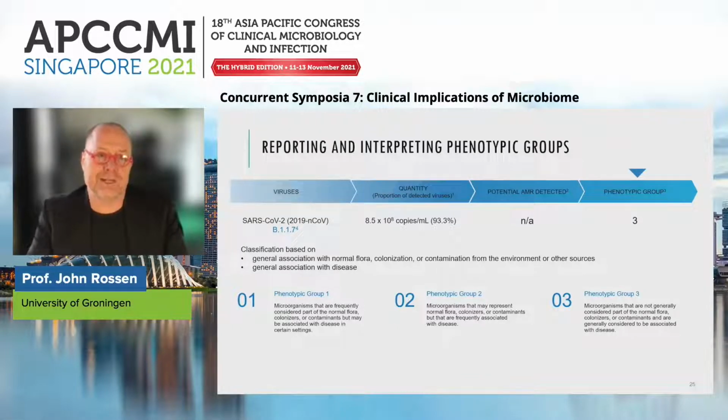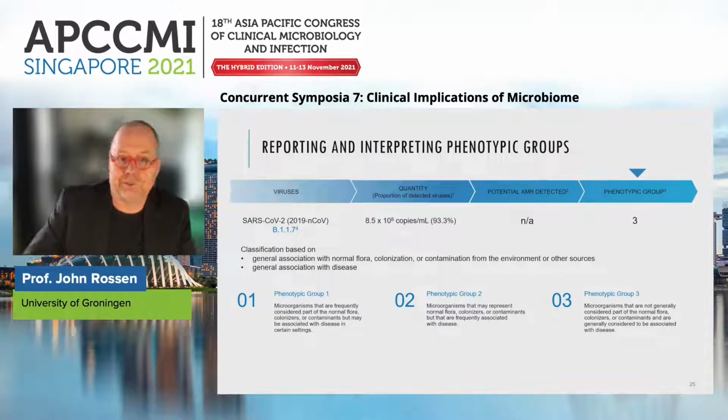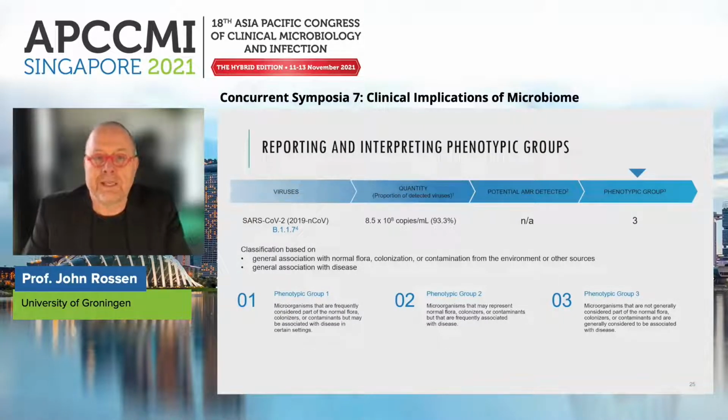You can classify the detected pathogens based on the general classification with normal flora, and those that are known to be associated with disease. And then, for example, come to a score in which you say, okay, this is phenotypic group 3. This is really normally not part of normal flora, but really causing the disease. So reporting and interpreting phenotypic groups may be helpful to transfer the results obtained by these modern technologies to your clinician.